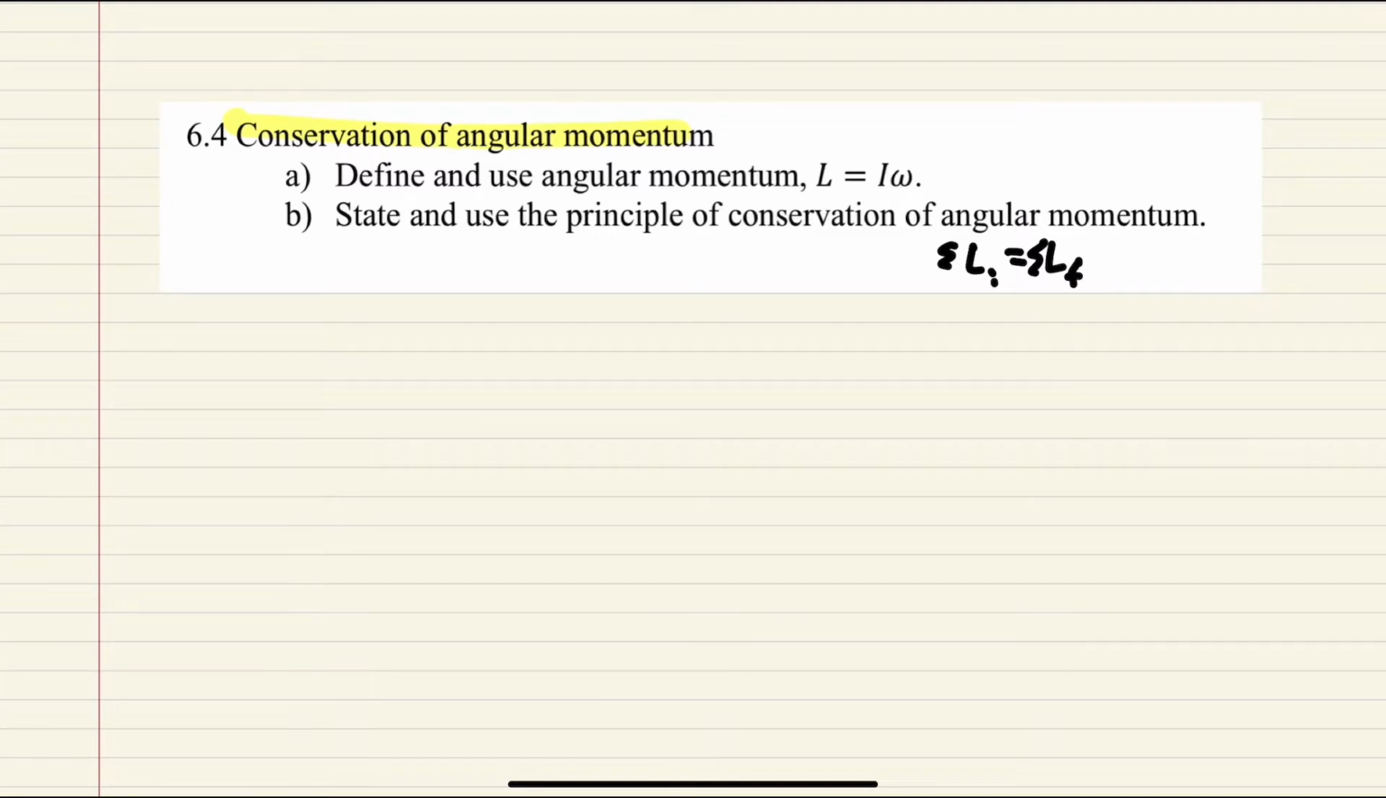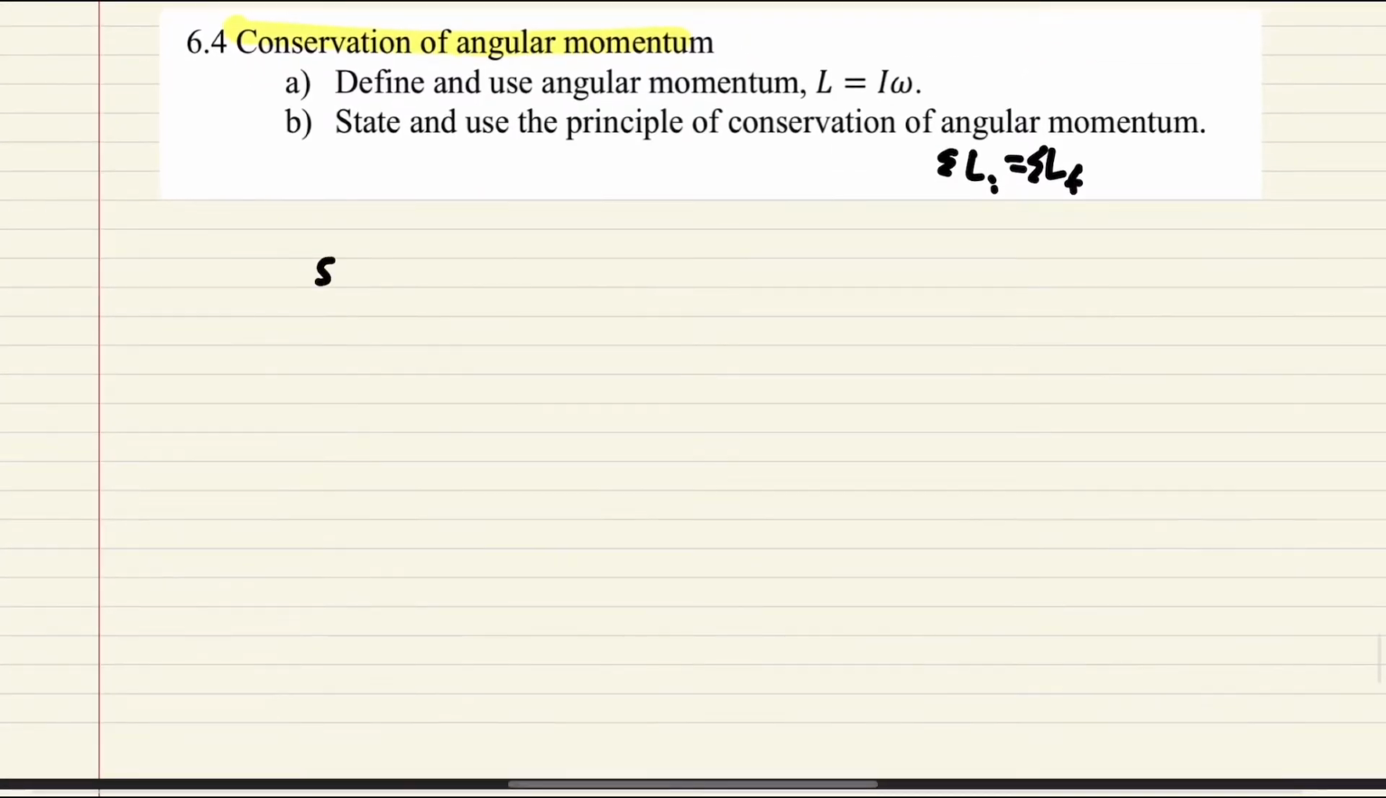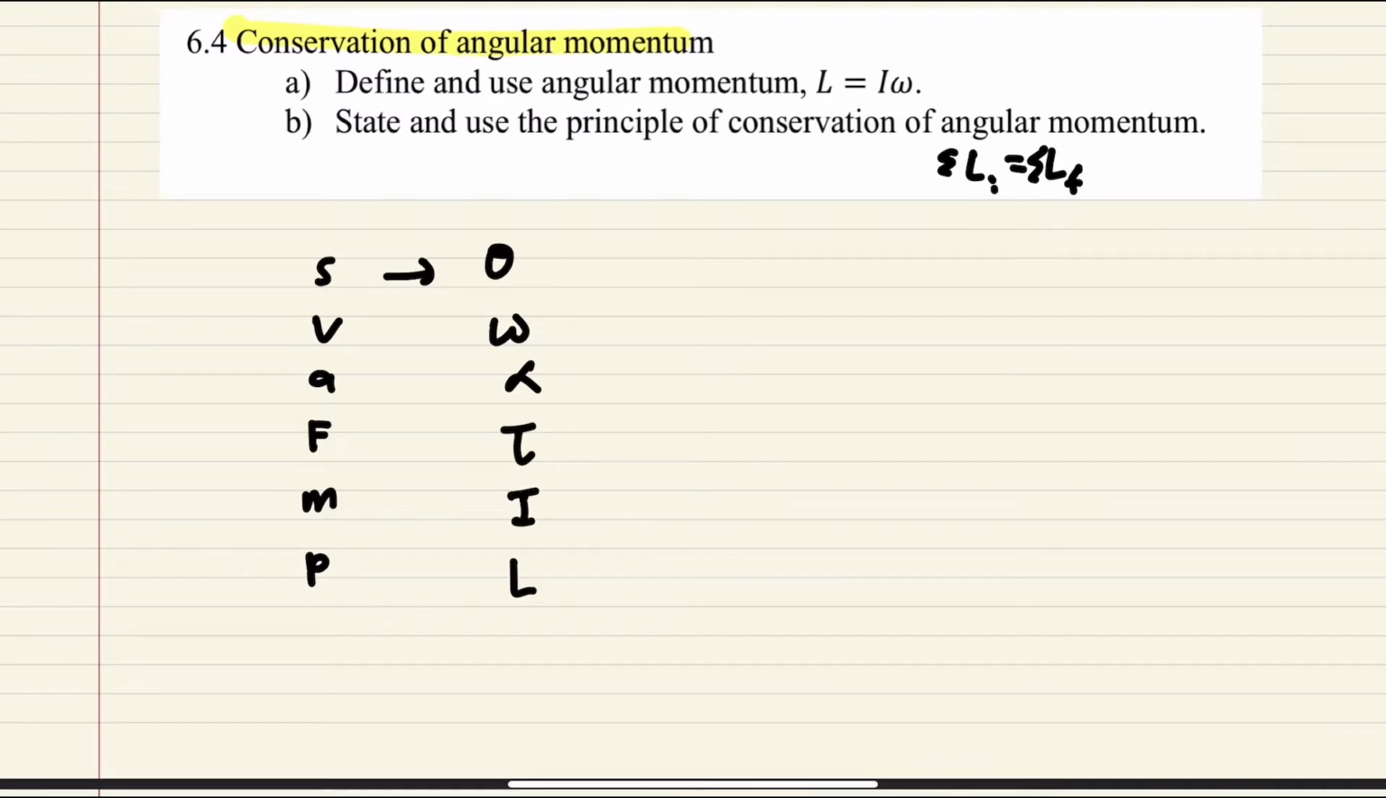Now if you still remember, a little bit of recap: we have S, which is equivalent to theta in rotational motion, and then we have V, which is equivalent to omega, A to alpha, and then we have force, mass, and momentum. So this one is very similar to that: mass is I, and P corresponds to L. Now we will discuss L.